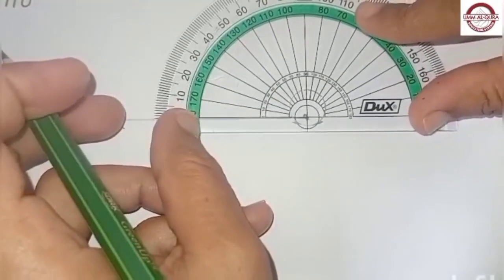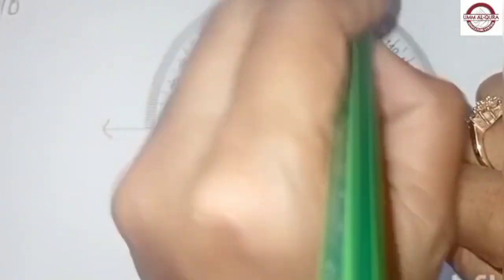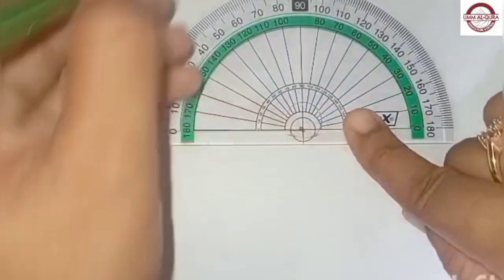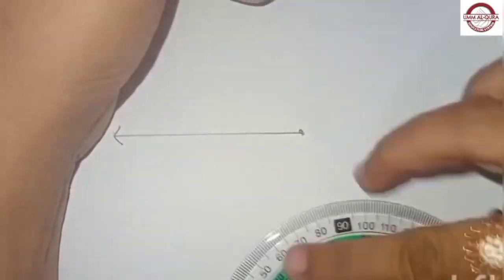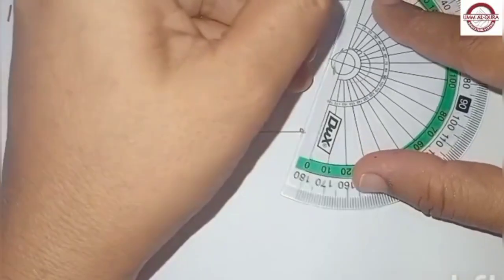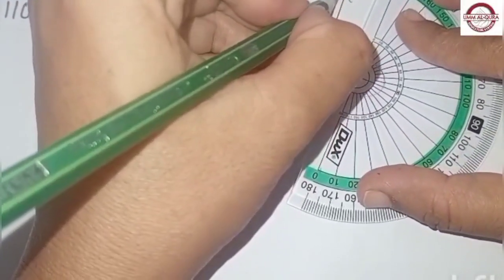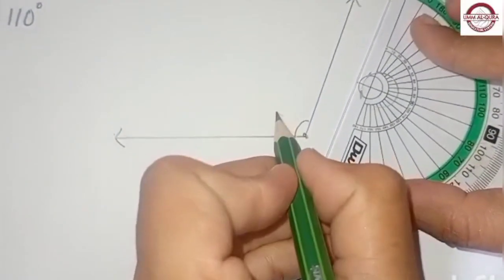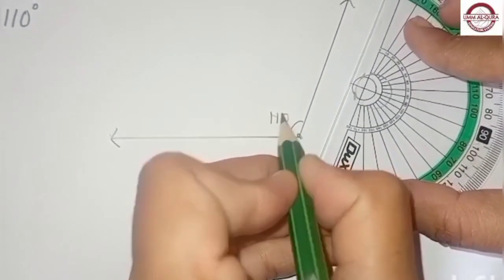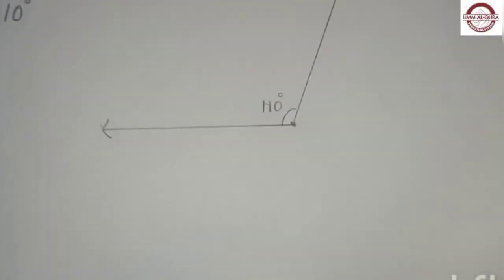and when our ray is right to left, then we will see the upper values. Here is 110, so we'll put a point here. Now what we do, we will join this line, and here we will write the symbol of an arrow and here 110 degrees. As it is, you will do the remaining parts.